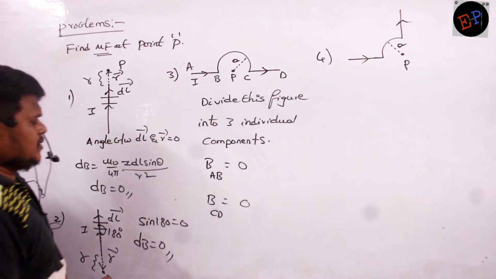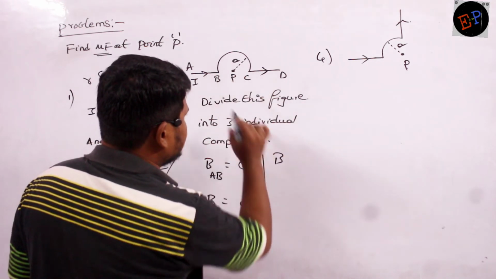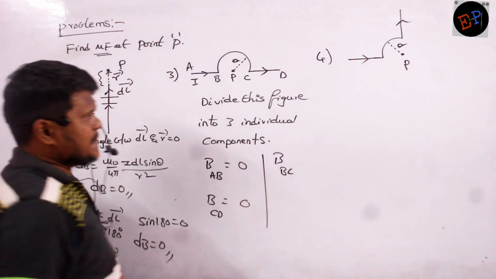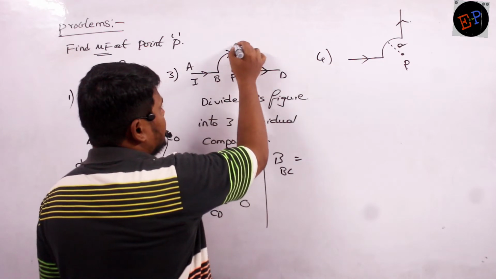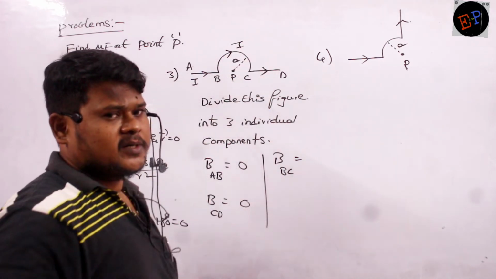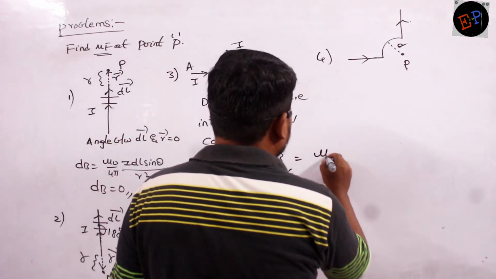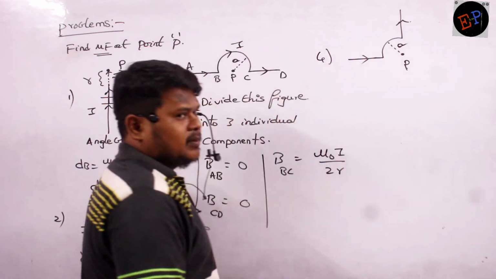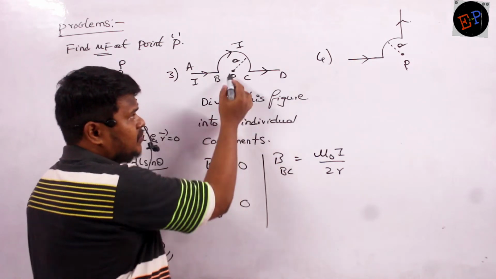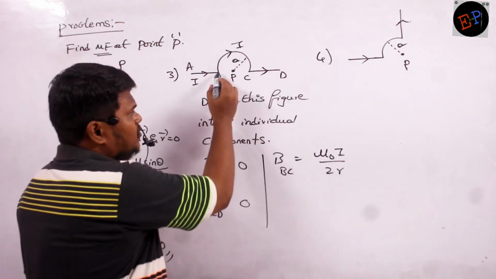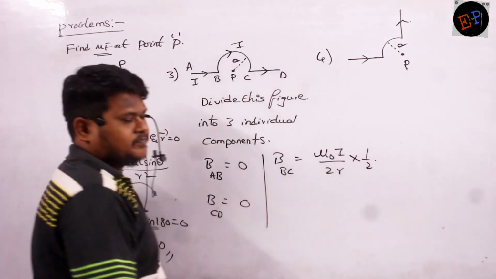That is also 0. Magnetic field because of BC, this wire, this half circle. Magnetic field because of a total coil, do you remember? Magnetic field because of a total coil is, look, mu naught I by 2R. That's all, no? If a coil is complete, then this is the equation of finding magnetic field at point P, mu naught I by 2R. But how much coil is present? Only half. So magnetic field also will be exactly half only. Are you able to understand?